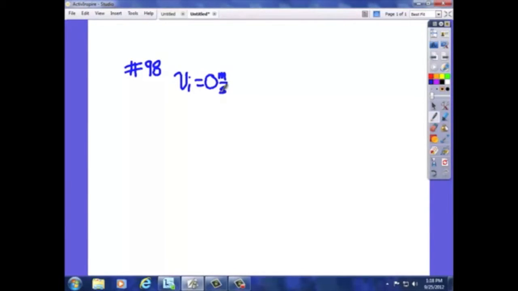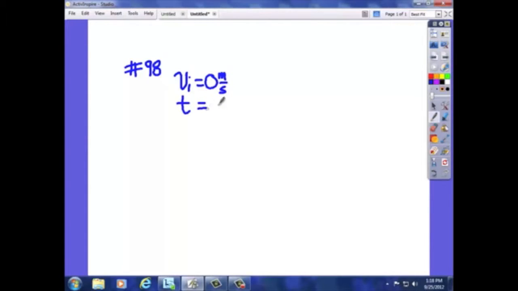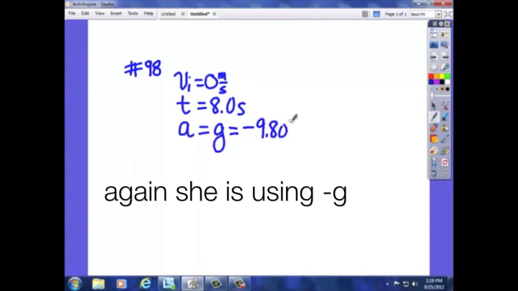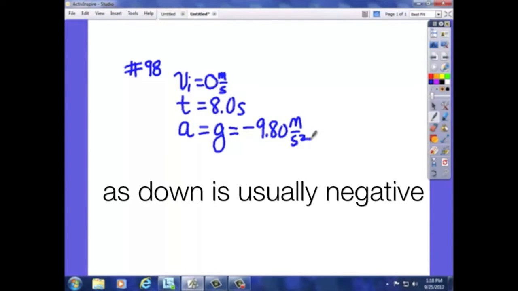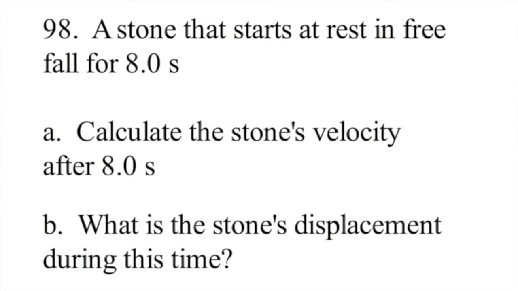It also says that it is in free fall for 8 seconds, so it tells us the time is 8.0 seconds. We know that the acceleration is due to gravity, and g is equal to negative 9.80 meters per second squared. And we are actually looking for two different things. Letter A tells us to calculate the stone's velocity after 8 seconds. So we're going to start with that first.